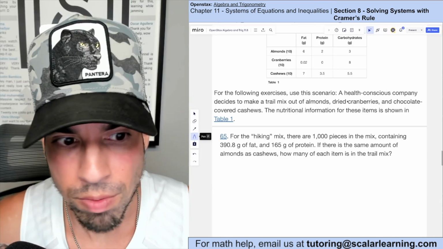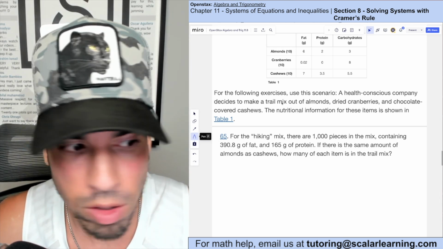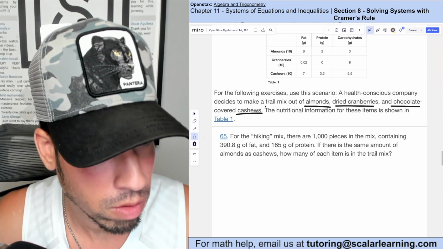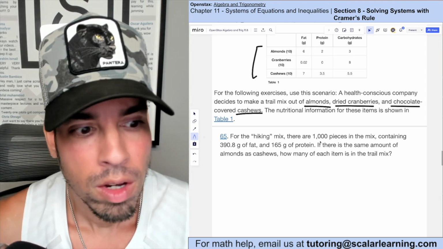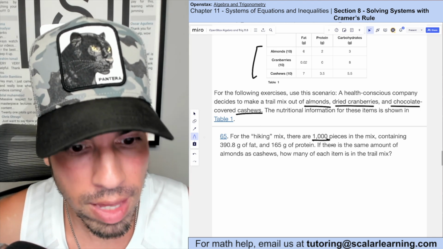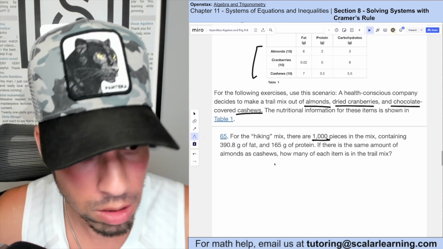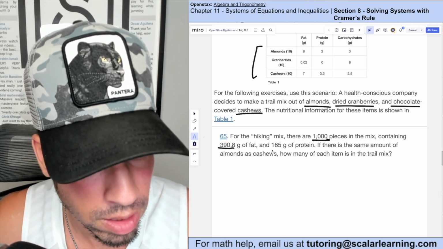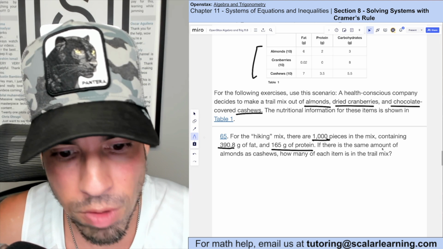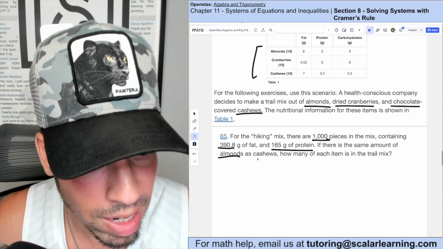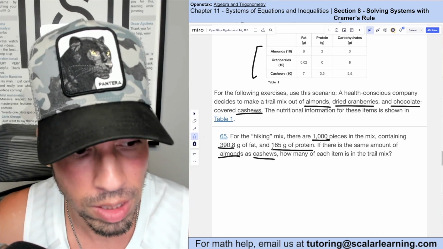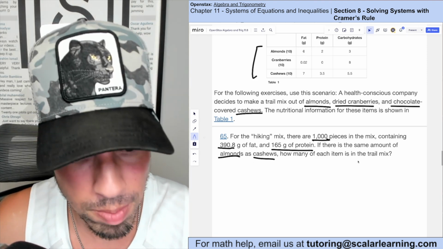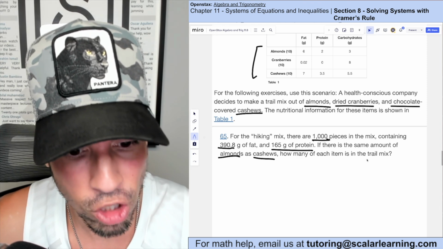Done. For the following exercises, use this scenario. A health-conscious company decides to make a trail mix out of almonds, dried cranberries, and chocolate-covered cashews. And it says for the hiking mix, there are 1,000 pieces in the mix. Okay, so let's make some variables here. But first, let's read a little more, containing this much fat and this much protein. And then it says if there's the same amount of almonds as cashews. Okay, wait, that's very interesting. So that means almonds and cashews, we can use the same variable because it's the same amount. How many of each item is in the trail mix?